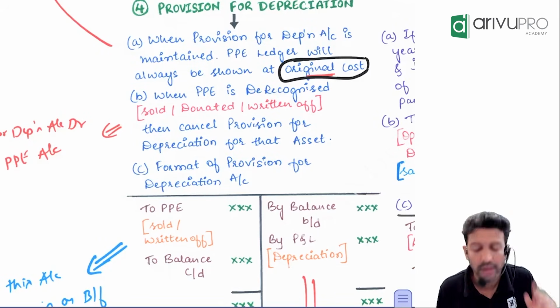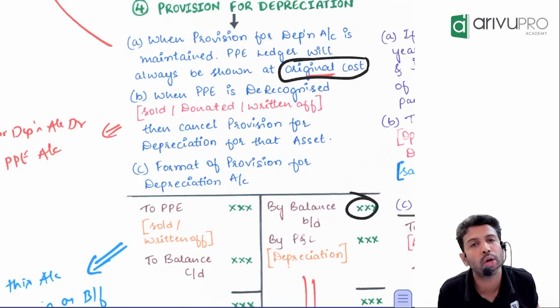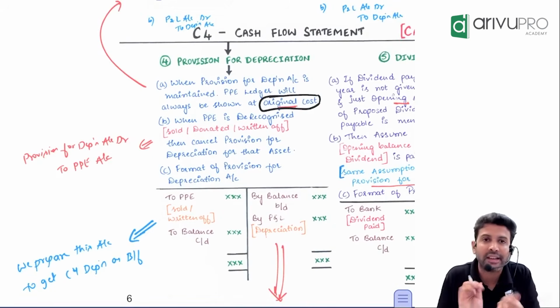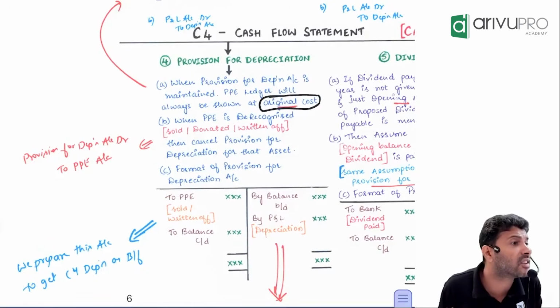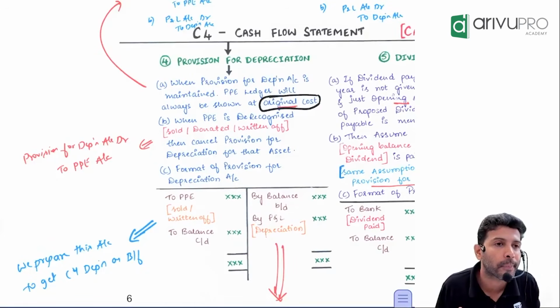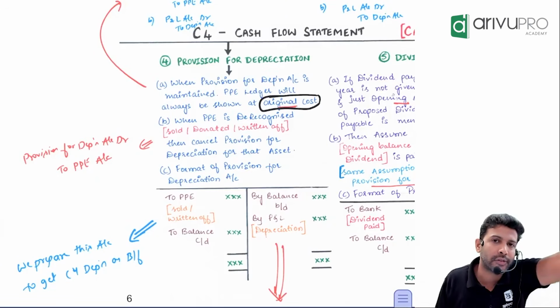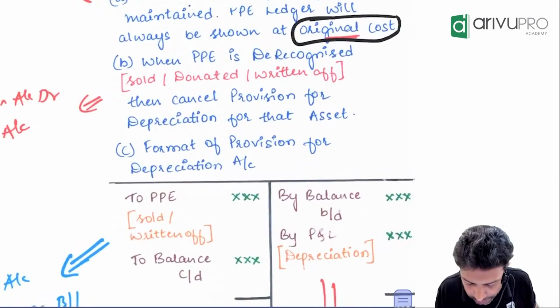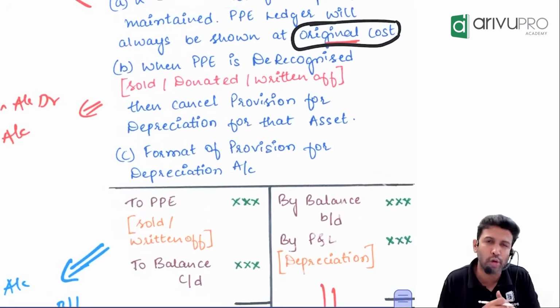Credit side as what? By balance brought down. Closing balance, to balance carried down. Yes, sir. Now when an asset is cancelled, does the provision need to be maintained or cancelled? What entry? Provision for depreciation account debit to asset. So in the provision ledger, what will be the posting? To asset account. That asset is usually PPE. It could also be an intangible asset.